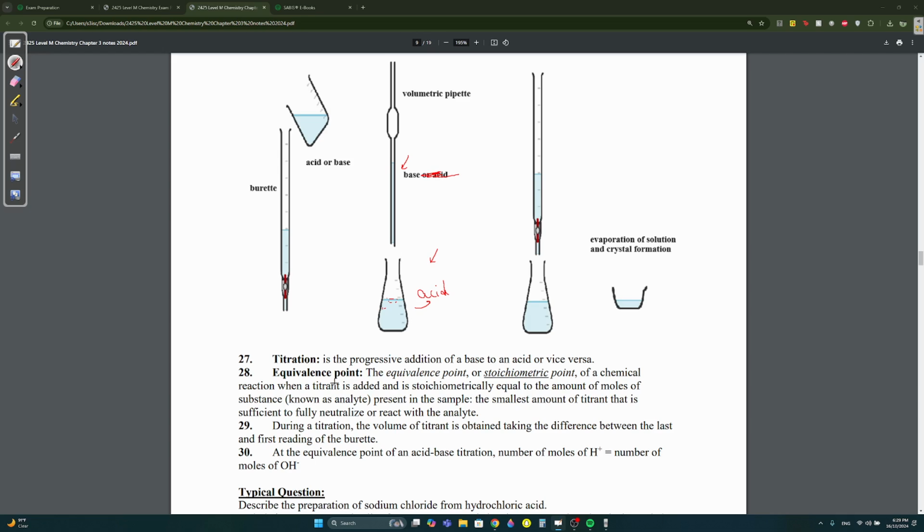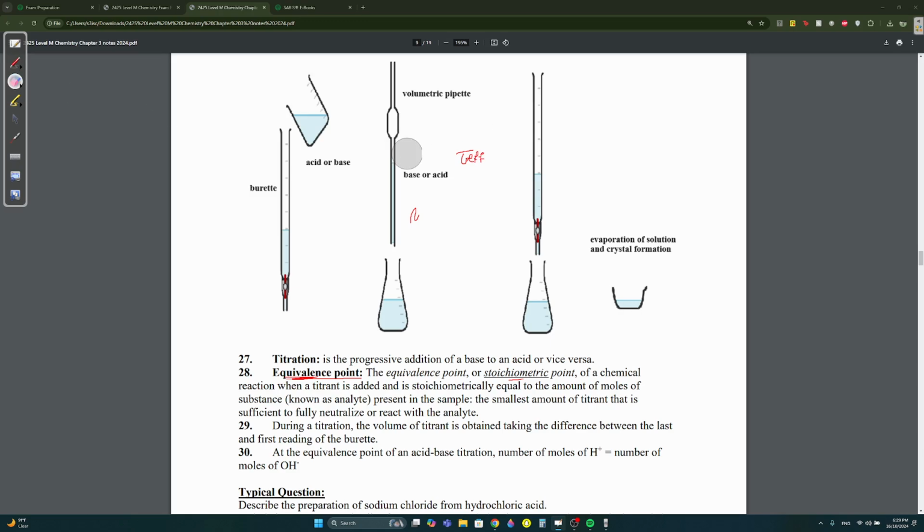We have the equivalence point. What is the equivalence point? It's called the stoichiometric point. It's basically when the amount of titrant added, reacting stoichiometrically, is equal to the amount of moles of substance present. In simple terms, the equivalence point, from the word equal, is when the ratios are equal. You remember, guys, a ratio was n over coefficient.